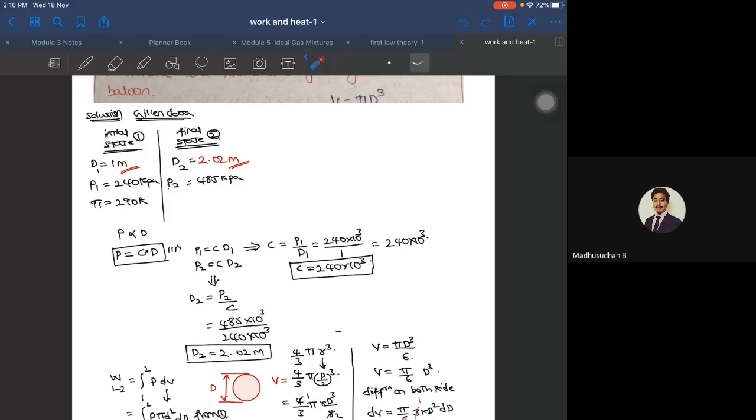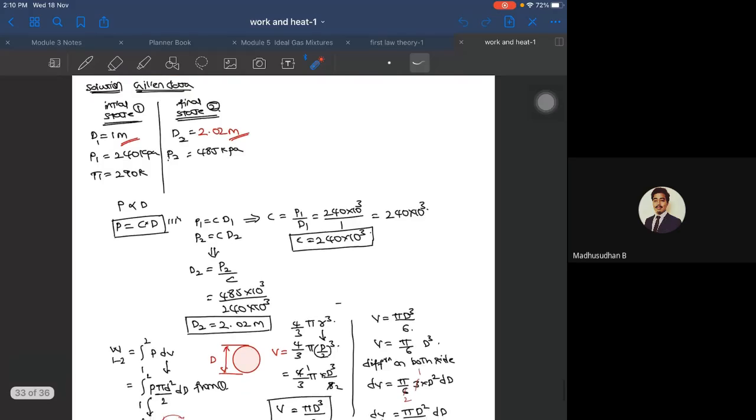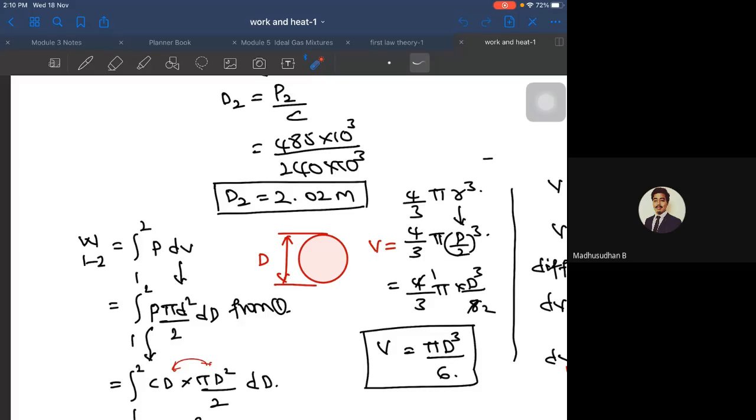How to proceed further? Again, go with the displacement equation here. W1 to 2 equals the integration from 1 to 2 of P dV. This is the displacement work definition, correct? Now, let P be as it is for now. And can you write P dV as area times change in length? Area times change in diameter. Now, what is the area? It is pi d square by 2.